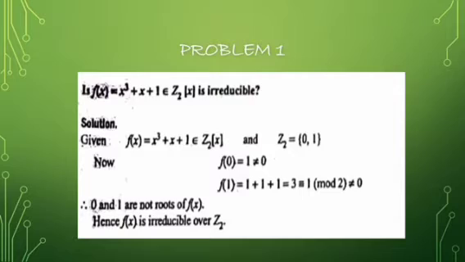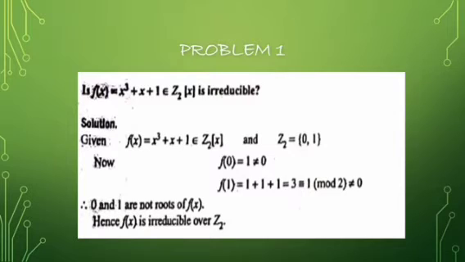I'm taking a polynomial of third degree. f of x is equal to x cube plus x plus 1, which belongs to Z2 of x. They are asking you whether this polynomial, which belongs to Z2 of x, is irreducible. So how will I handle this problem? It's a very simple problem.